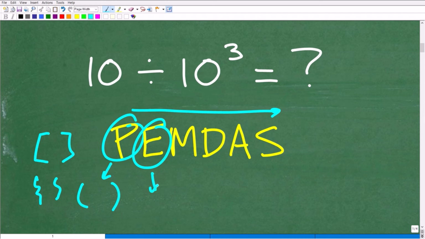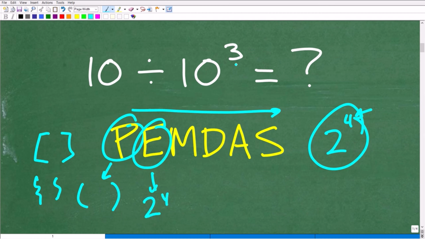So the E stands for exponents. So if you have something like 2 to the 4th power, this little number up here is called the exponent, but really the E stands for power. So if you see anything like 2 to the 4th or 10 cubed, we're going to do that next.